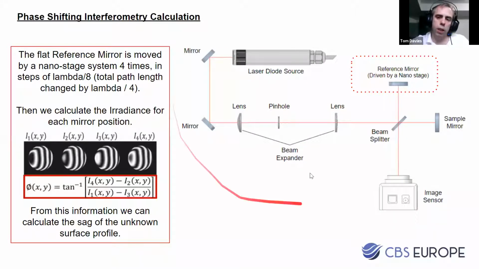So what we need to do to actually get this information of the surface of the sample is do the calculation 4 times. We need to place the reference mirror in 4 different positions of lambda over 8. It's lambda over 8 because we need to change the path length by lambda over 4, so a 1/8 difference on each path, each half of the journey. And then we need to calculate the irradiance, the fringe pattern, for these 4 positions, and combine them in such a way that we understand the phase of the beam. And from this information, we can calculate the sag or the surface profile of the unknown sample.